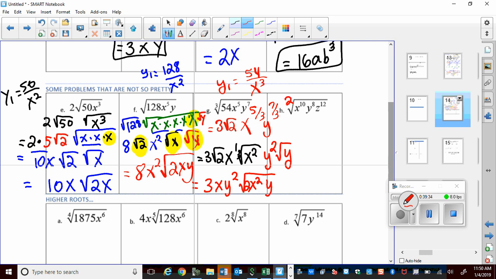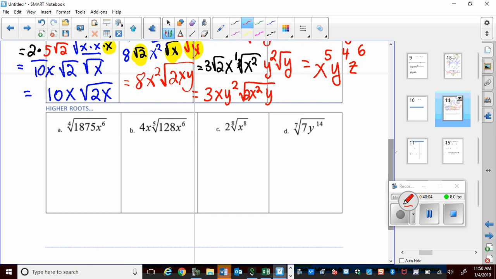H is a square root, so I have rewriting x to the 10th divided by 2, y to the 8th divided by 2, z to the 12th divided by 2. This one's fairly simple. X, this is going to simplify to 10 divided by 2 is 5. For y, 8 divided by 2 is 4. For z, 12 divided by 2 is 6.